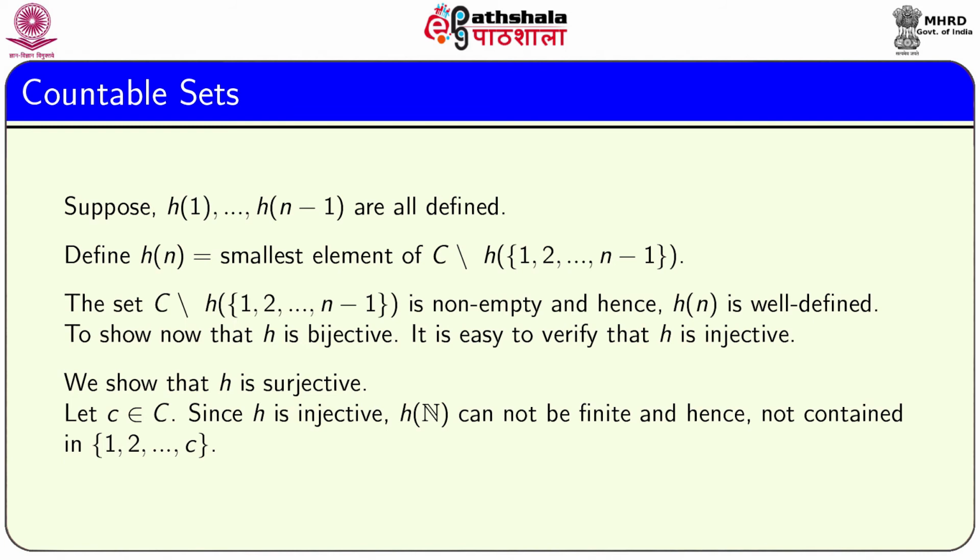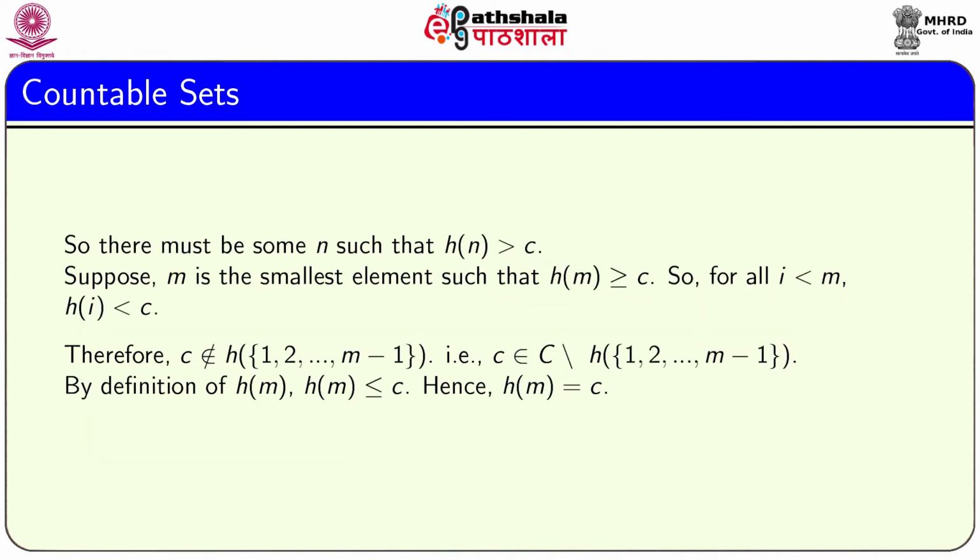Now, H is bijective because first of all it is injective, which can easily be seen, and it is surjective because if we take a point c from C, H(n) cannot be finite and hence not contained in the collection {1 to c}. So, there must be some n such that H(n) is strictly greater than c.